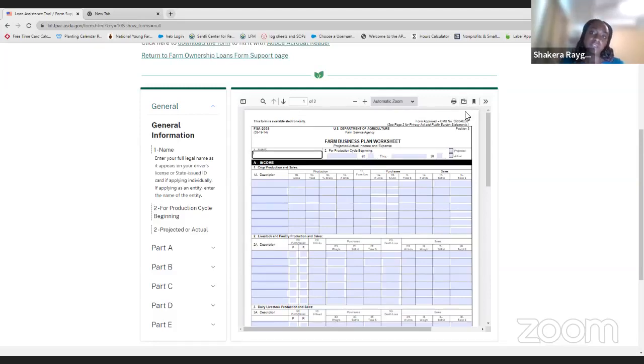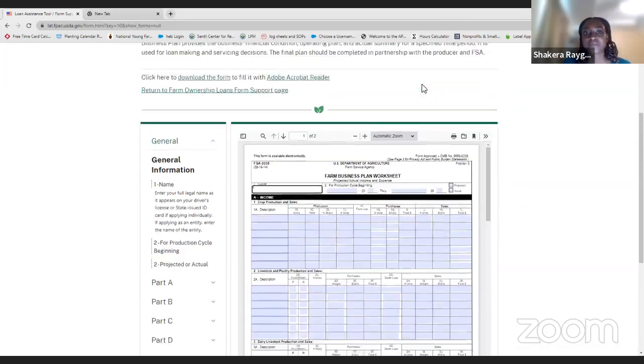So if you want to fill out the form here, you will have to either print it or download it, because once you close the page, it's gone. So that's the only downside to this.